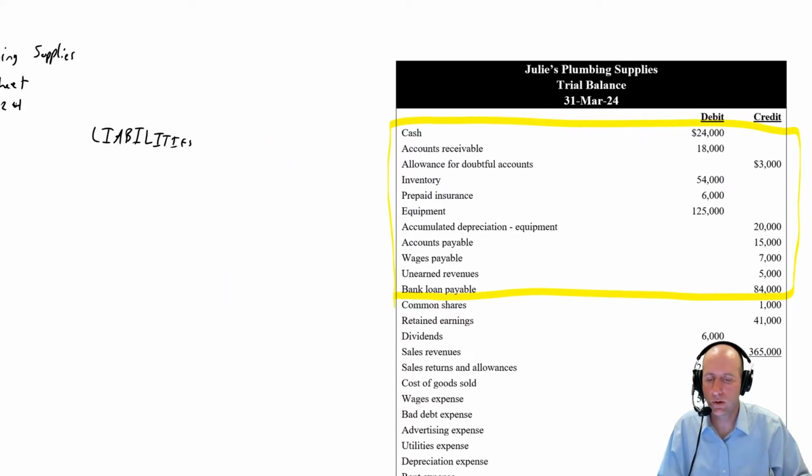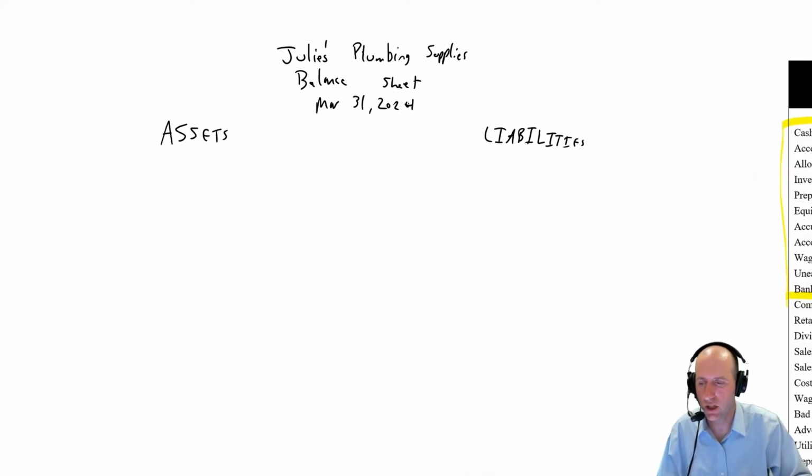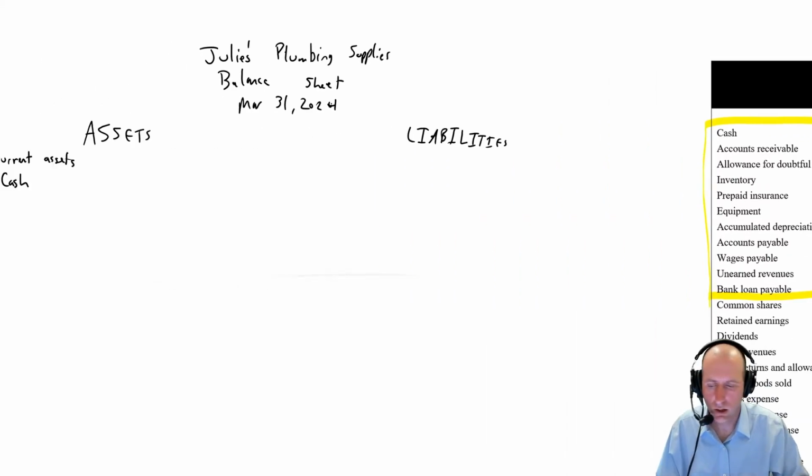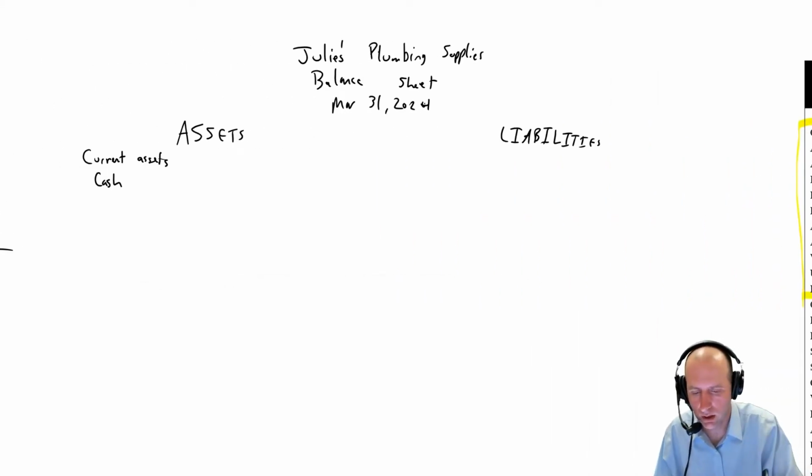Let's start with the most current, and the most current is cash. Current assets. And we'll begin with cash. Our company's cash was $24,000.